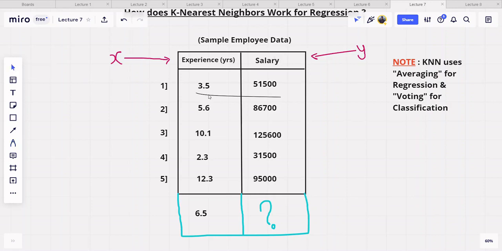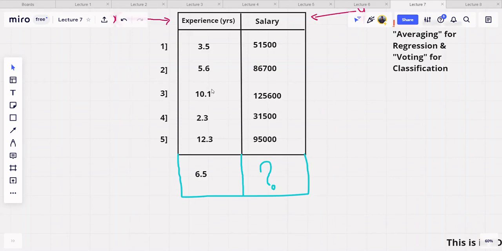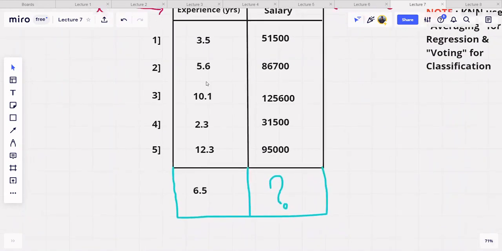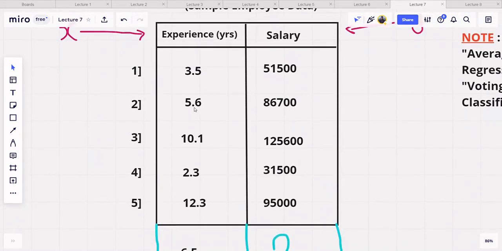Now, the main problem we are trying to solve here is to create a model that will predict the salary of a person given his experience. This is our data set. We have five samples, and each row represents one particular employee.